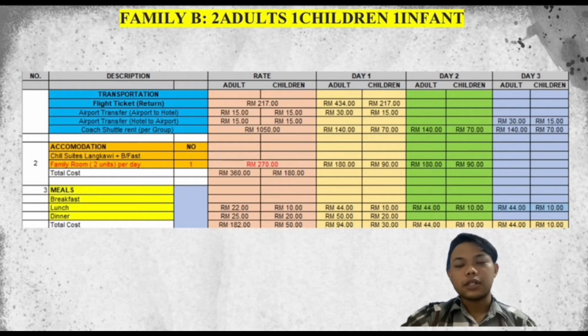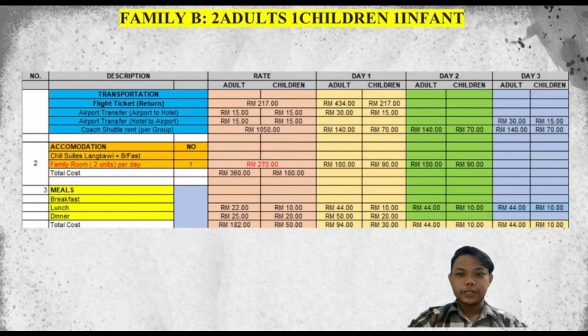Next, we're going to talk about the accommodation. The hotel that we are going to is Chill Suites Langkawi. Chill Suites Langkawi provide breakfast too in their package. For rate for family room, 2 units per day is 270. For the day 1, it will take 180 for adult and 60 ringgit for children. Same goes to day 2. And the total cost of adult is 360 ringgit and 180 ringgit for children.